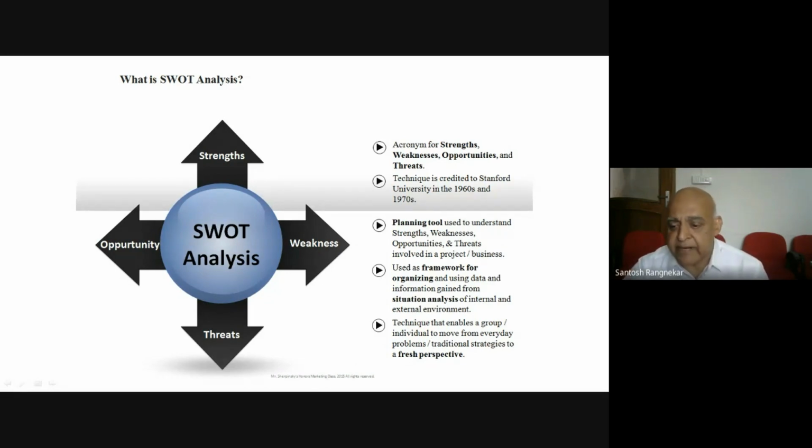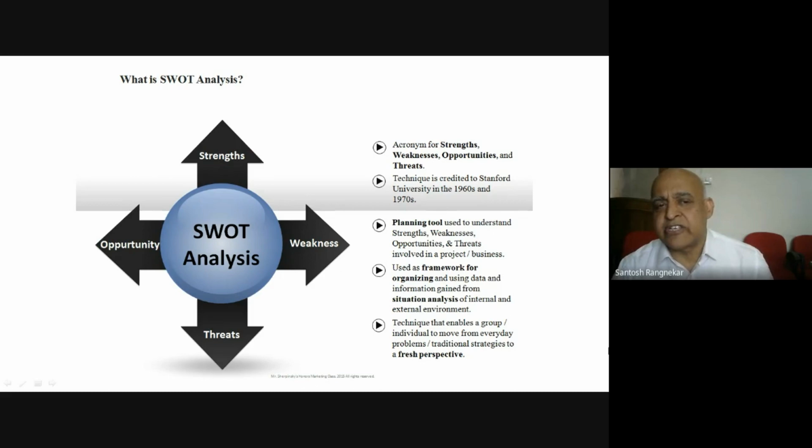It is a technique that enables a group or individual to move from everyday problems and traditional strategies to a fresh perspective. For an organization like, for example, IIT Roorkee, which is celebrating its 175th year, naturally with the passage of time there has been a move from traditional strategies to a fresh perspective. So here we find that this is the mechanism in the organization which conducts the SWOT analysis. Minimum is 3 years and maximum is a 5-year period of time.